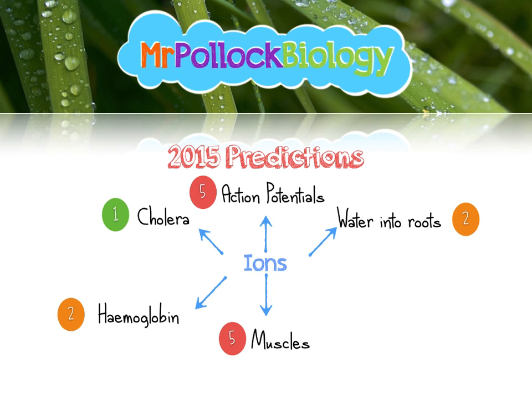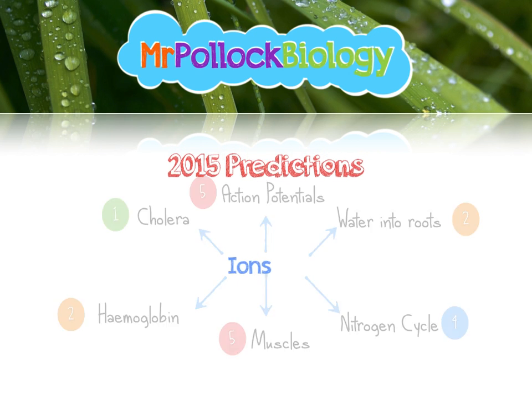Hemoglobin, again, Fe2+ in hemoglobin from Unit 2. And the nitrogen cycle in Unit 4, nitrites and nitrates kicking around in there. So that's the ions little essay plan for you guys. What else have we got?